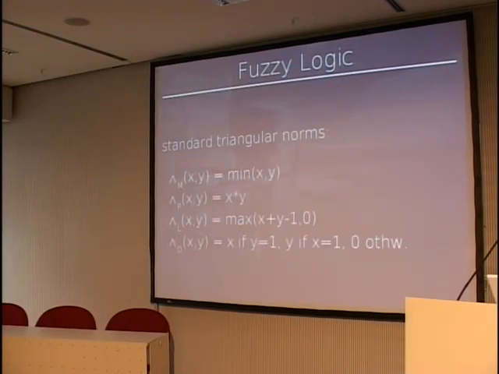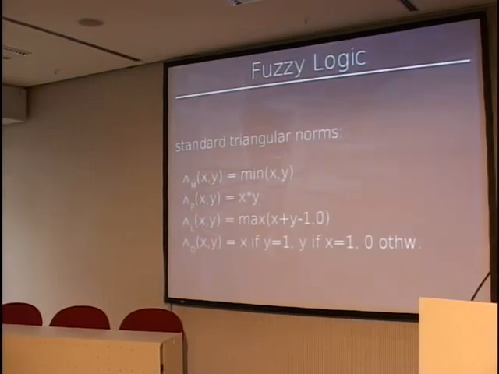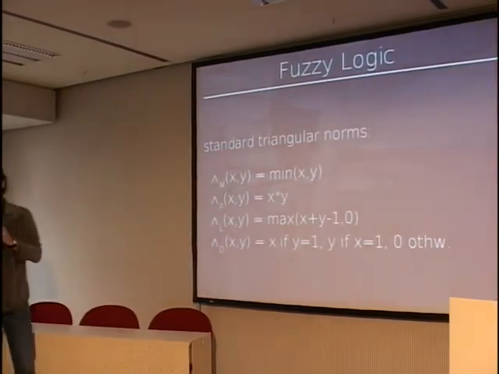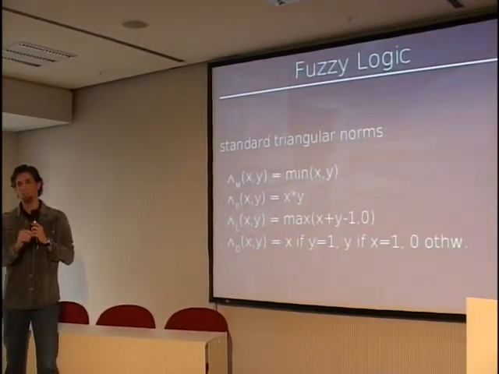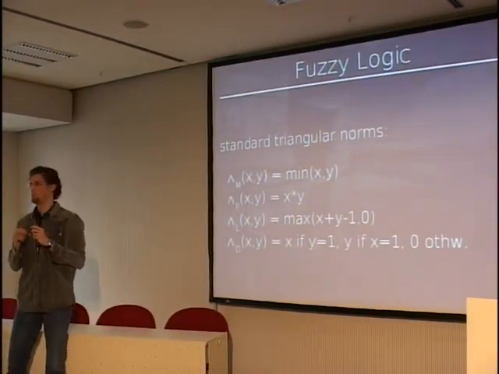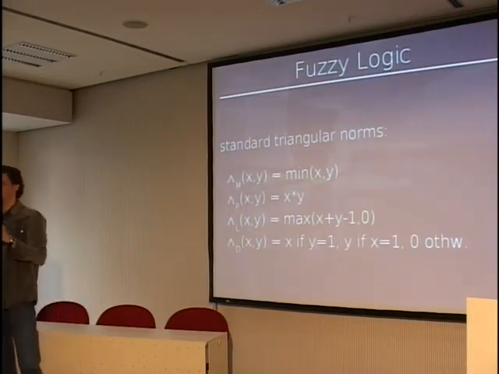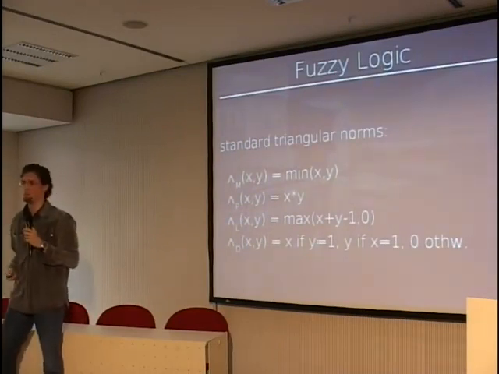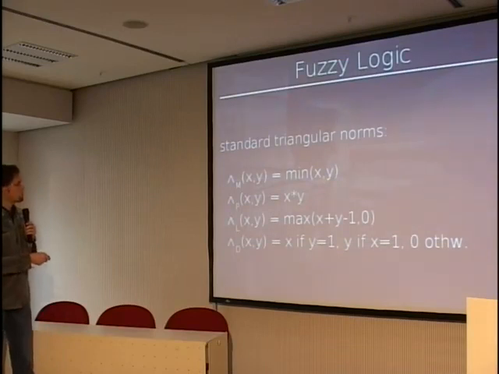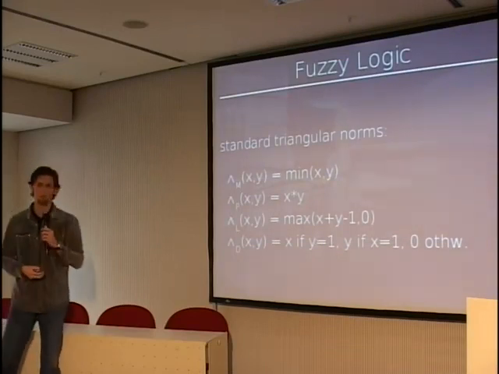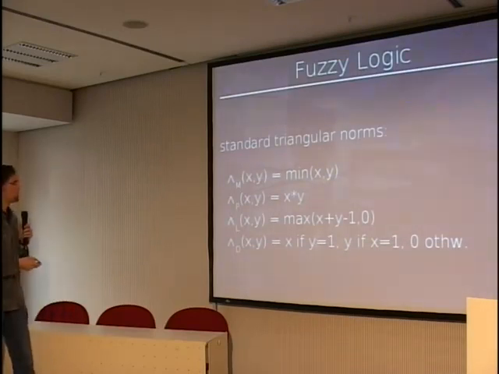So the standard triangular norms that are often used in fuzzy logic is you do a minimum, for example. So you have proposition P, which is true to degree 0.8. Q is true to degree 0.5. And then the conjunction P and Q is true to degree 0.5 if you use the minimum, because that's the smaller value. Or you could do a numeric product, so that would make it true to degree 0.4.